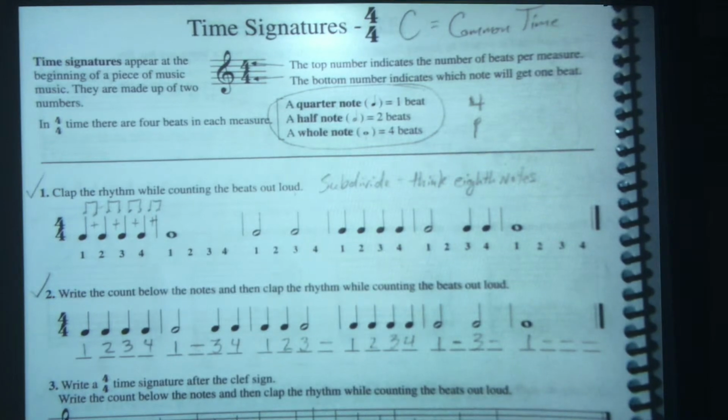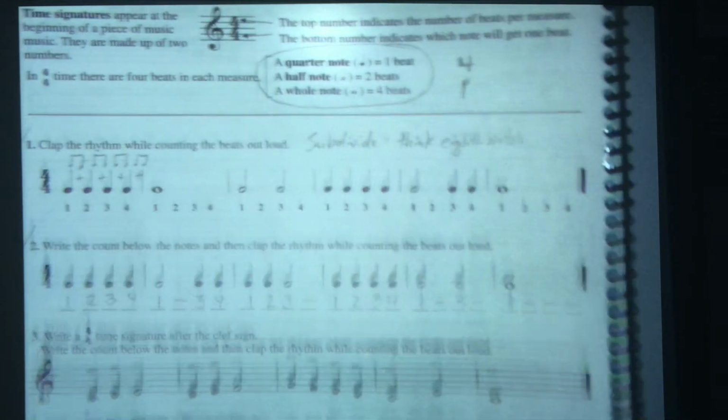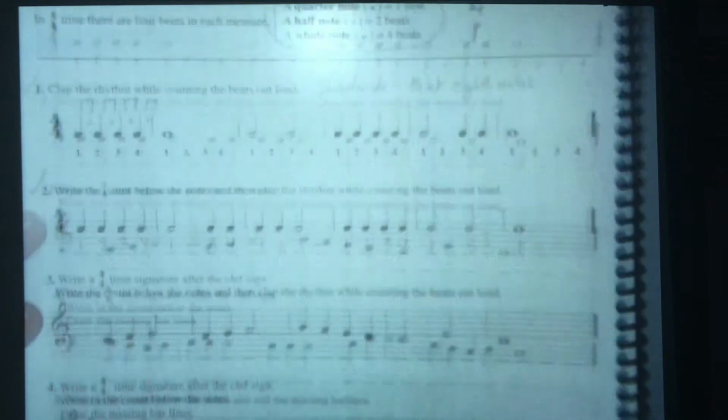And I hope you perform that with me. Number 3, because you're going to do a lot of those in band.